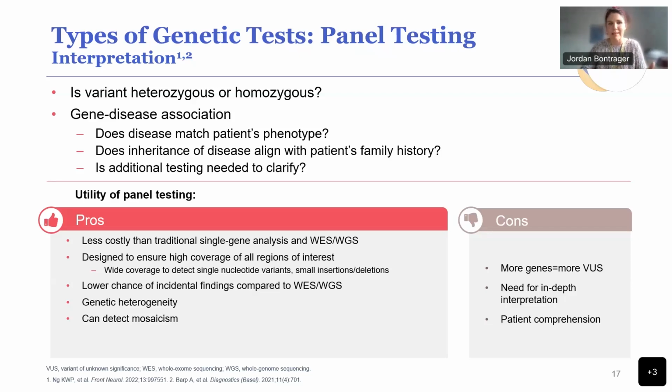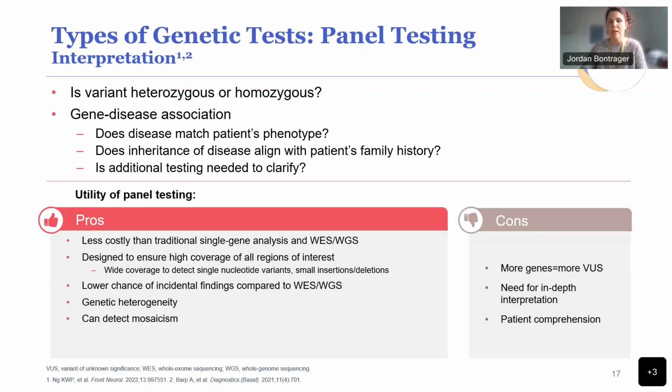The cons are that as we add more genes, there's more uncertain findings. Labs are going to return back every uncertain finding in every gene on the panel, and so this can get a little unwieldy. There is a need for in-depth interpretation, as I keep harping on. So making sure that you're prepared to do that and that you have time set aside to do so is important. And then patient comprehension can be difficult.